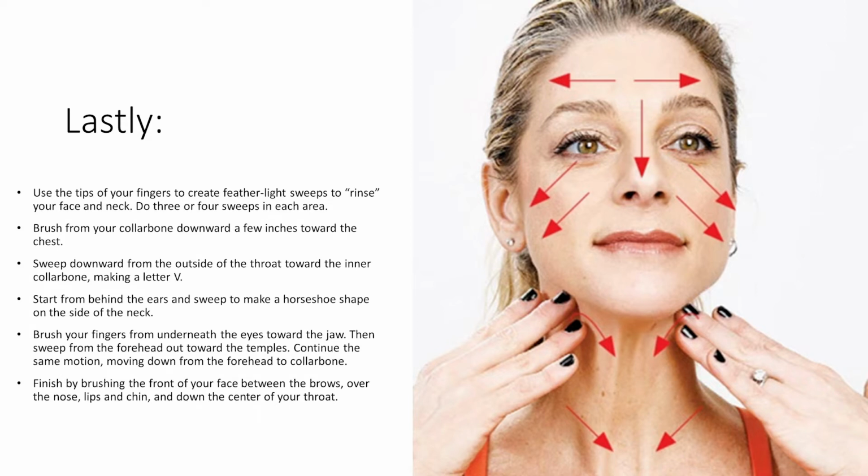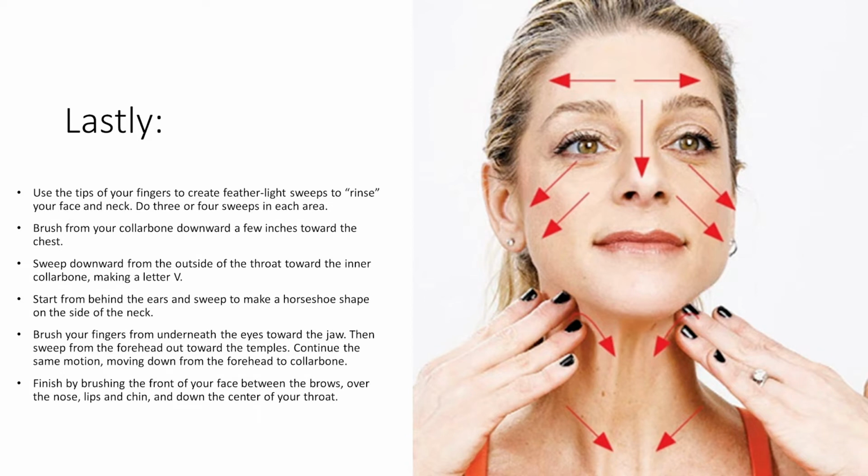Use your fingertips to create feather-like sweeps to rinse your face and neck. Okay, so you do 3 or 4 sweeps for each area. First, we're going to brush the collarbone a few inches forward toward the chest. Okay, just brush it toward inside the chest, towards the center. Then sweep downward from the outside of the throat near the collarbone, making a little V under the neck.